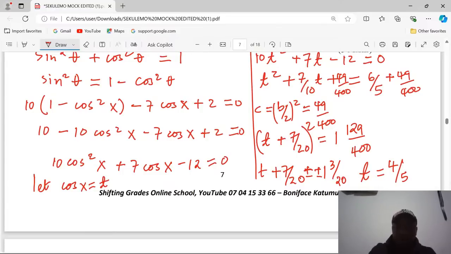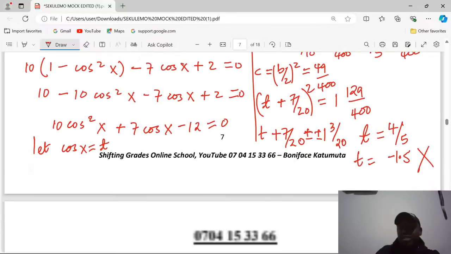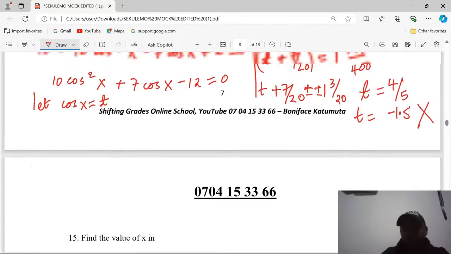Or we take negative 1 and 3 over 20. Then we subtract 7 out of 20. That will be negative 1.5, which is impossible. So t equals to negative 1.5 is rejected. Now, when we are talking about cosines, we cannot have a value greater than 1. So we work with t equals to 4 over 5.